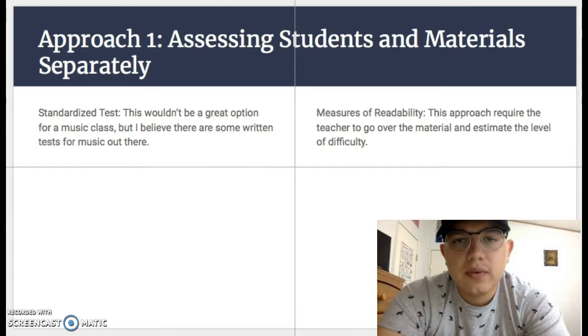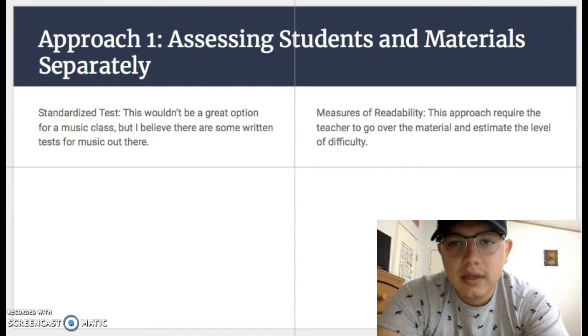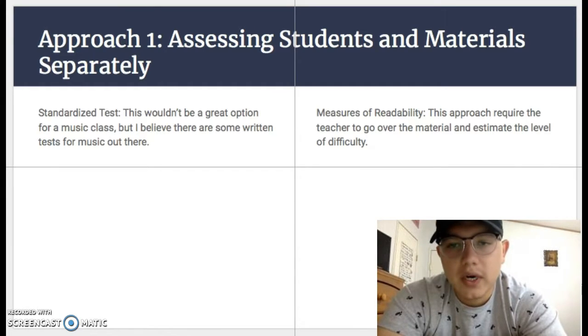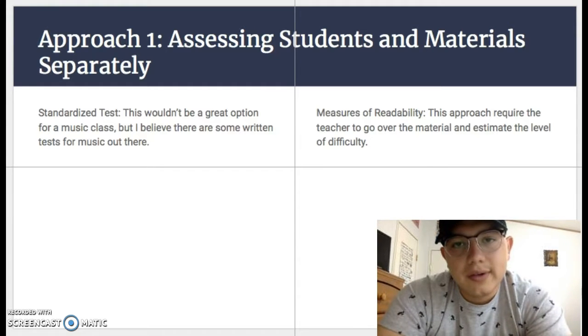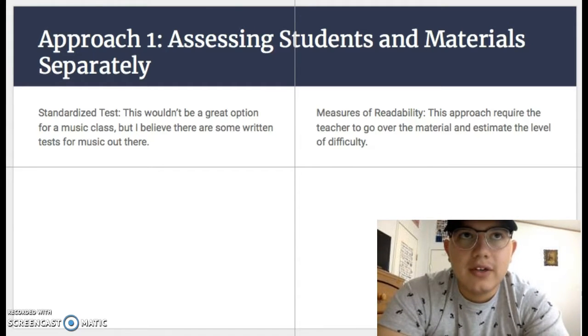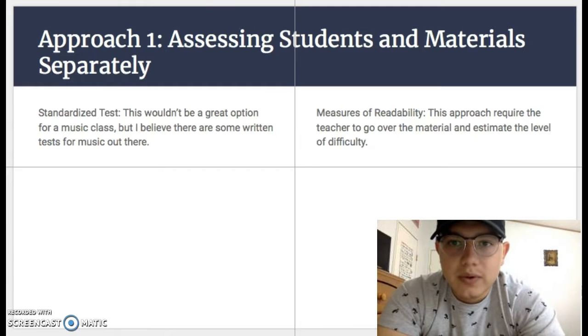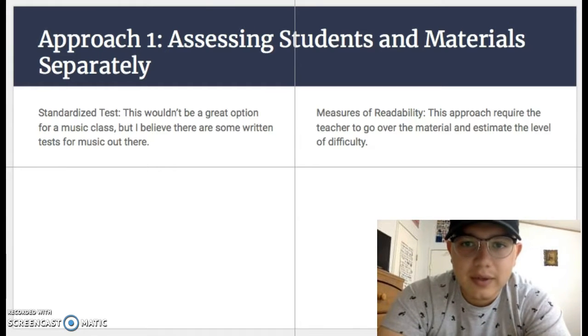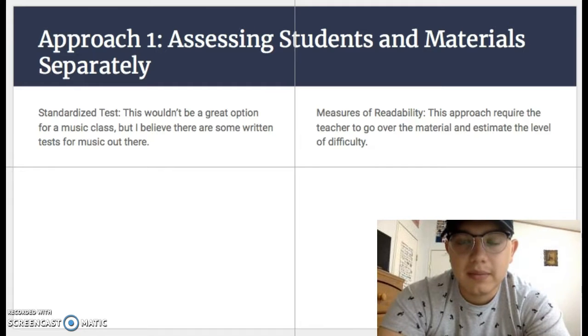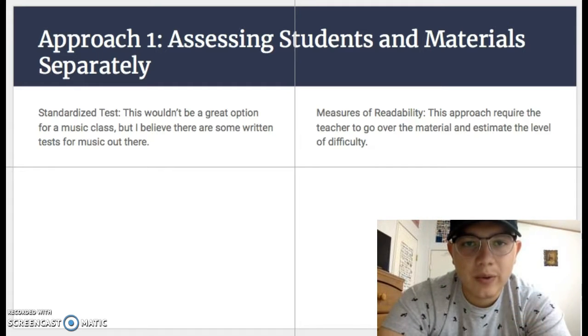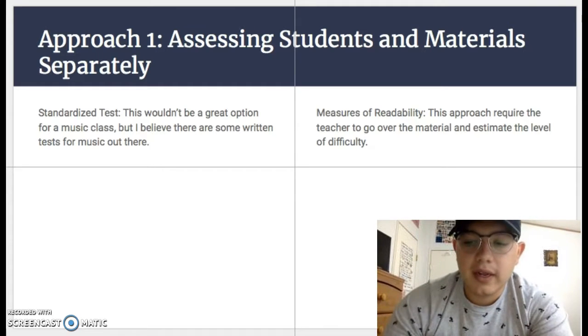And the other one for approach 1 requires the teacher to go over the material and estimate the level of difficulty, which I think is a good approach. As a teacher, you must know what you're giving your students, because you can't just give them a college level piece and expect them to play it. You need to know what grade level your students are playing at.